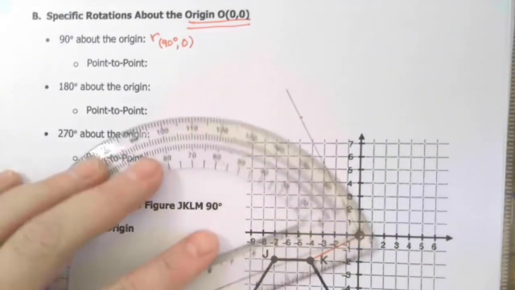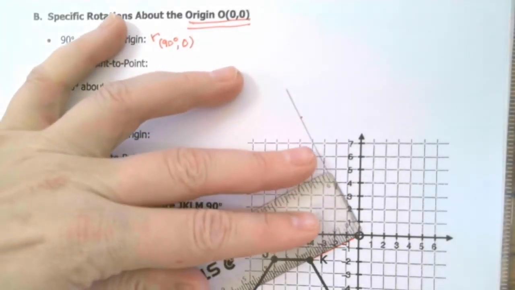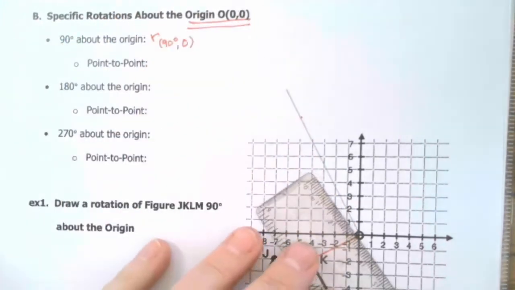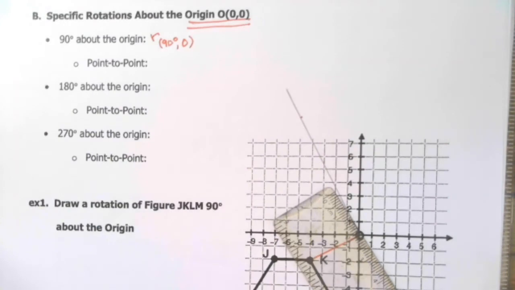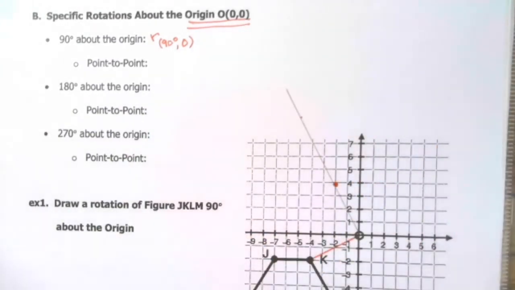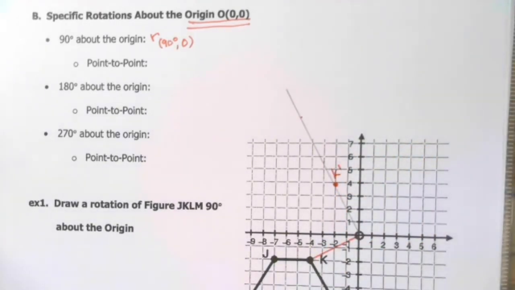And then we're going to measure the distance, which looks like 2 centimeters almost exactly. It's right here. That is your K prime, and we've rotated it 90 degrees clockwise.